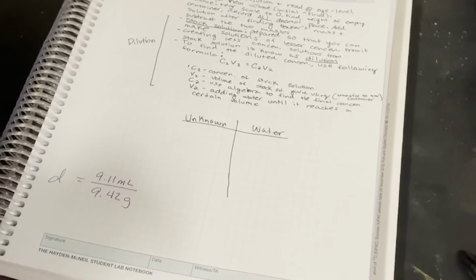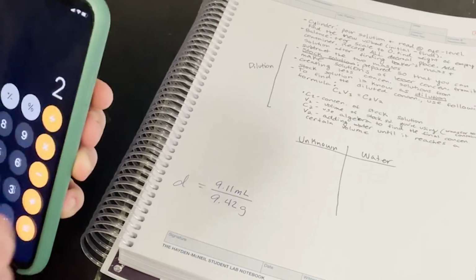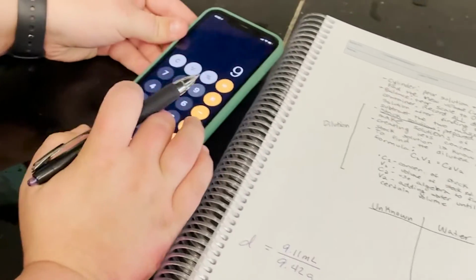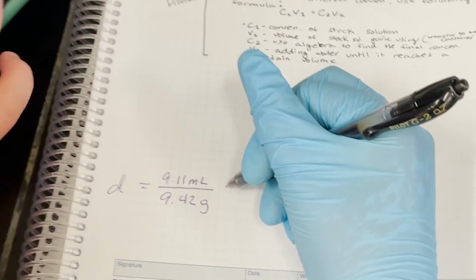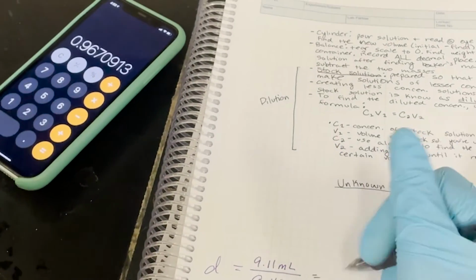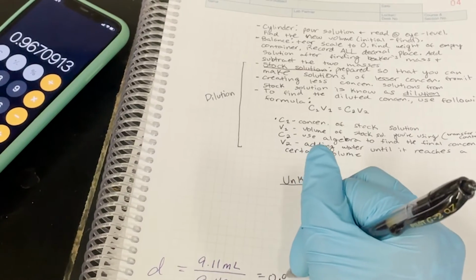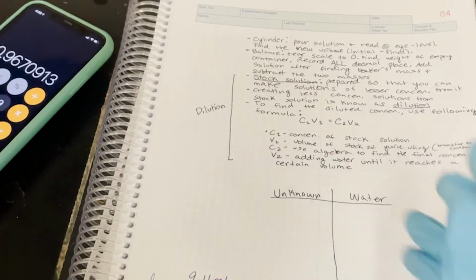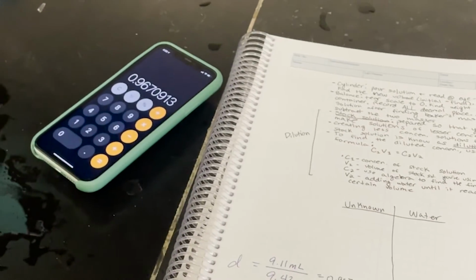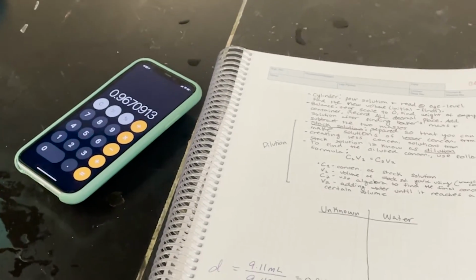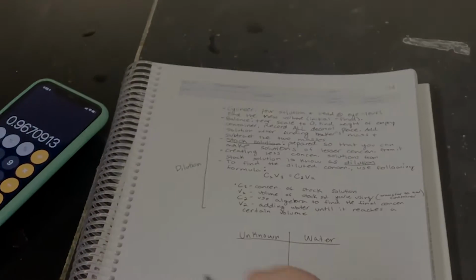My handy dandy calculator. 9.11 divided by 9.42 gives us 0.967. Okay. And then we'll do it maybe 2 or 3 more times to see if it's accurate. And we diluted each time?